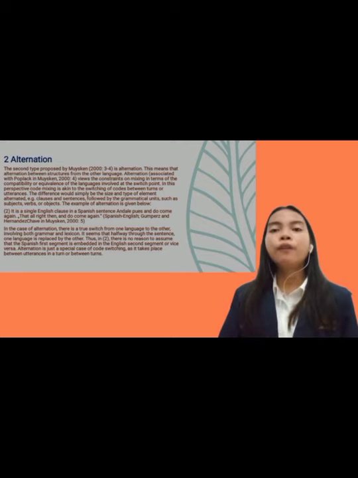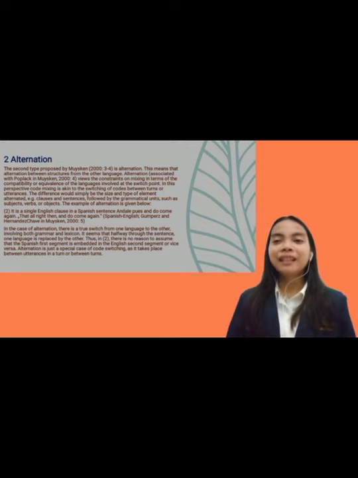The example of alternation is a single English clause in a Spanish sentence. Andale pues, and do come again. That's alright then, and do come again. Spanish-English, by Poplack and Hernandez in Muysken.